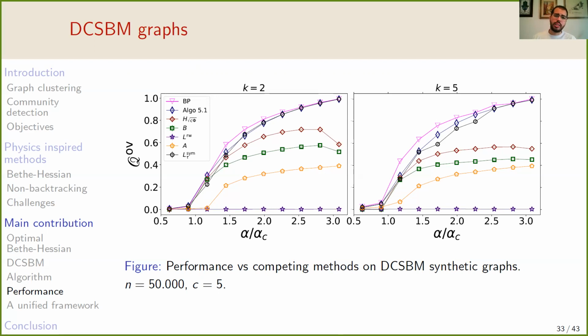Finally, the pink triangles are belief propagation, which is not a spectral algorithm, but is, on this particular problem, the asymptotically Bayes optimal solution. So what we can see is that at a smaller computational cost, we are able to achieve a performance which is very close to the asymptotic Bayes optimal solution.